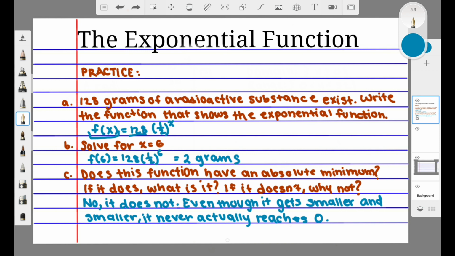And lastly, does this function have an absolute minimum? If it does, what is it? If it doesn't, why not? So no, it does not have an absolute minimum because it's just going to get smaller and smaller. It's never actually going to reach 0 and doesn't have any stop or any limit. It keeps going until the end of time because it can never actually reach 0.